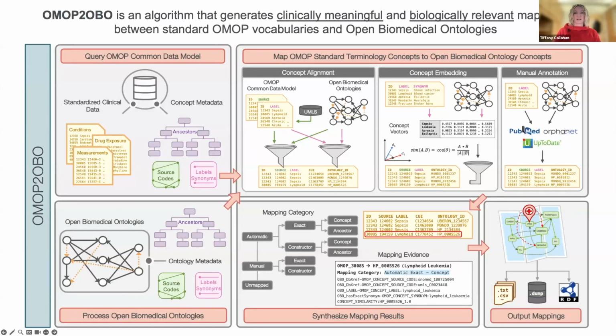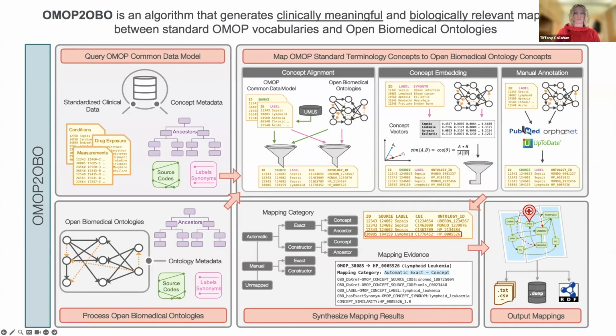The second resource that we had to build to do these studies, we've named OMOP to OBO. This is a system that generates mappings between standard OMOP vocabulary concepts and OBO ontology concepts. The system obtains concepts and metadata from both OMOP and OBO, and it tries to obtain a mapping by first directly aligning concept codes and strings, and then leverages concept embeddings to help match concepts using things like string labels and synonyms. If a match is unable to be obtained from any of the prior approaches, it also includes a component that can take manually annotated mappings.